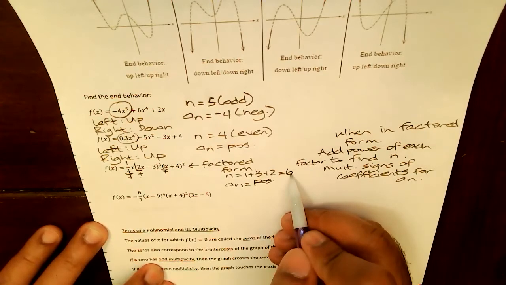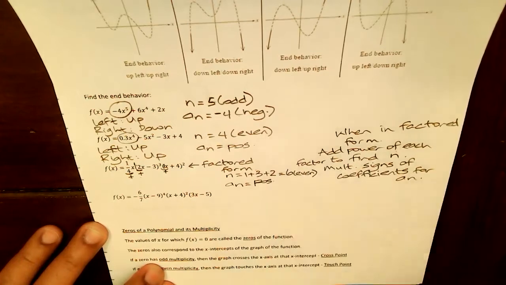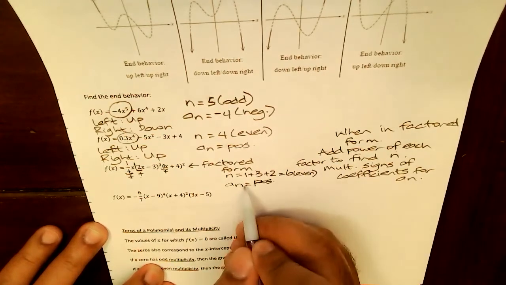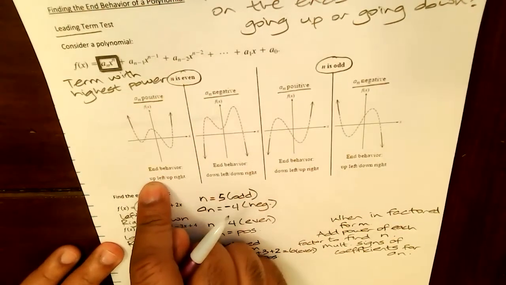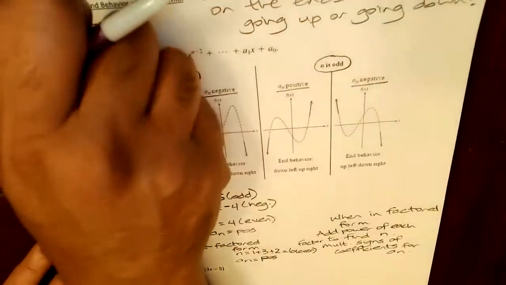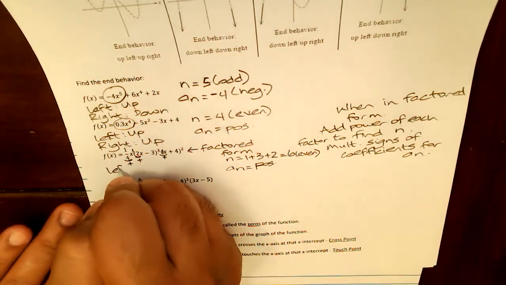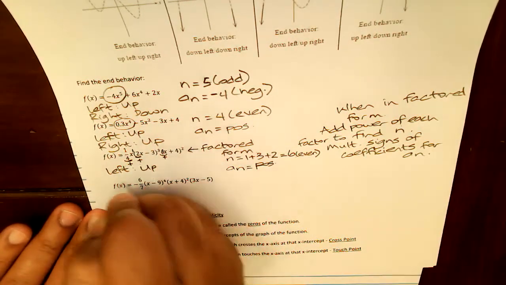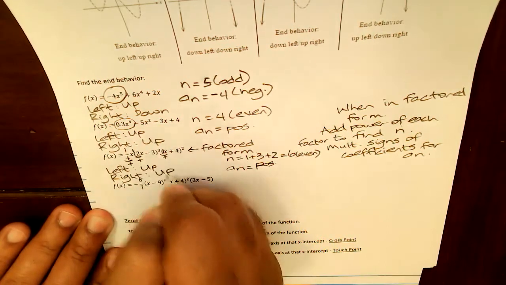So if I have a situation where the power is even and the number is positive, my end behavior would be up on the left and up on the right. So that's what I'm going to write here. On the left, my graph will go up, and on the right, my graph will go up.